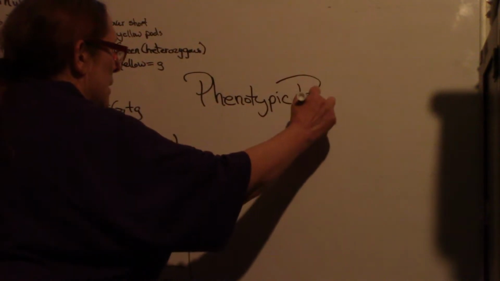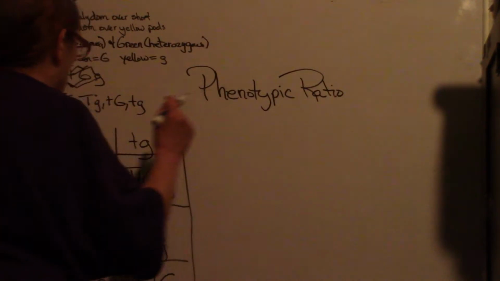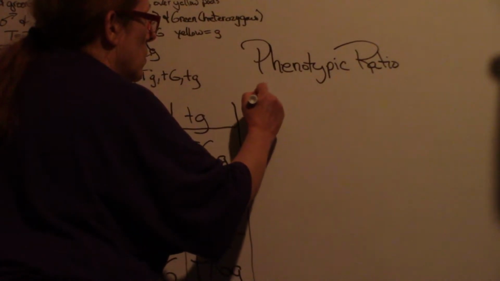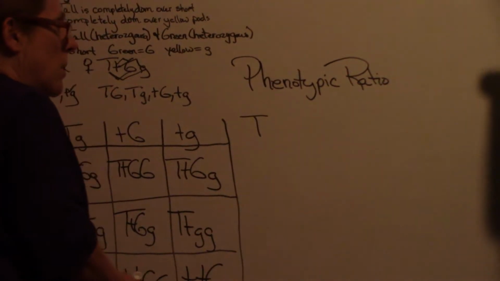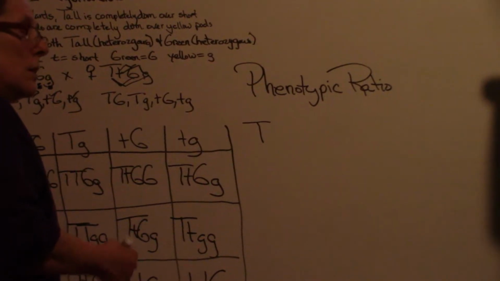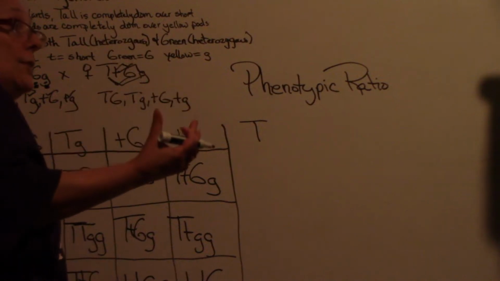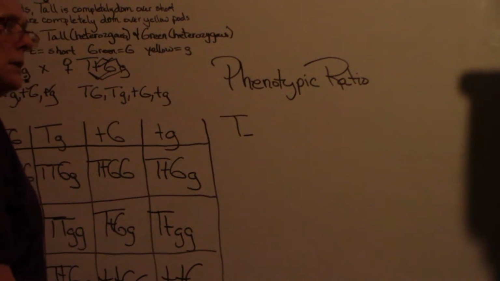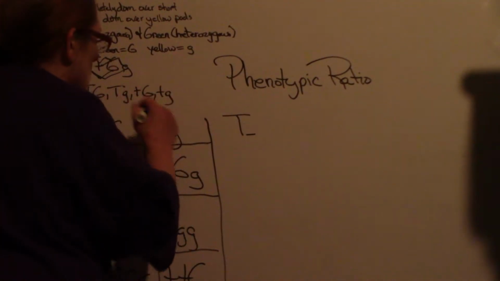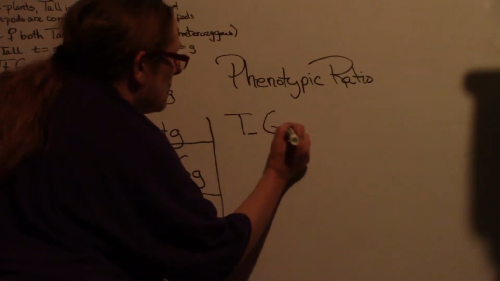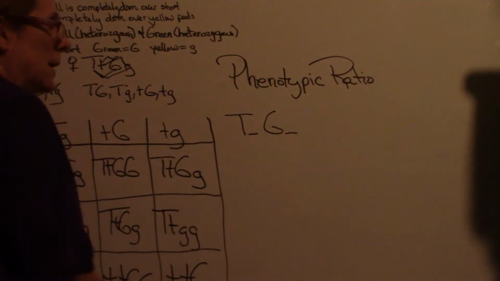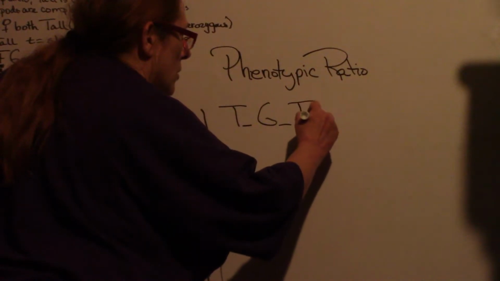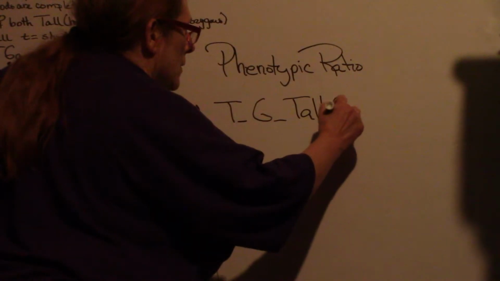That's all I'm interested in, not the genotypic. And what I'm interested in then are all the ones that are tall. So any plant that is tall has at least one big G or one big T, because this is complete dominance. So it doesn't matter what's here. It can be a big T or a little t. Anyone that has a green pea pod has a big G. It can have two big G's or it can have a little g there. So these are tall and green.